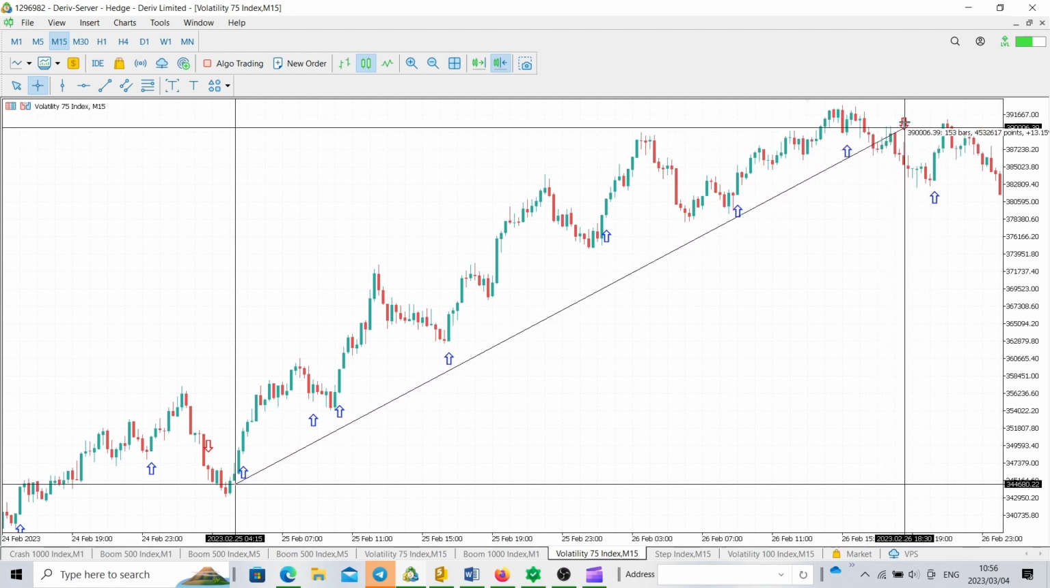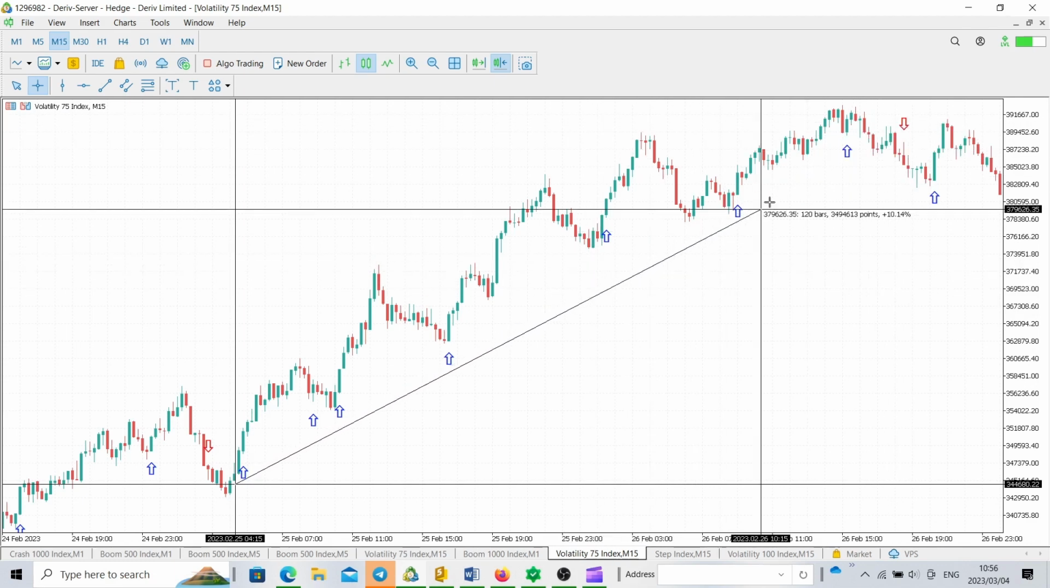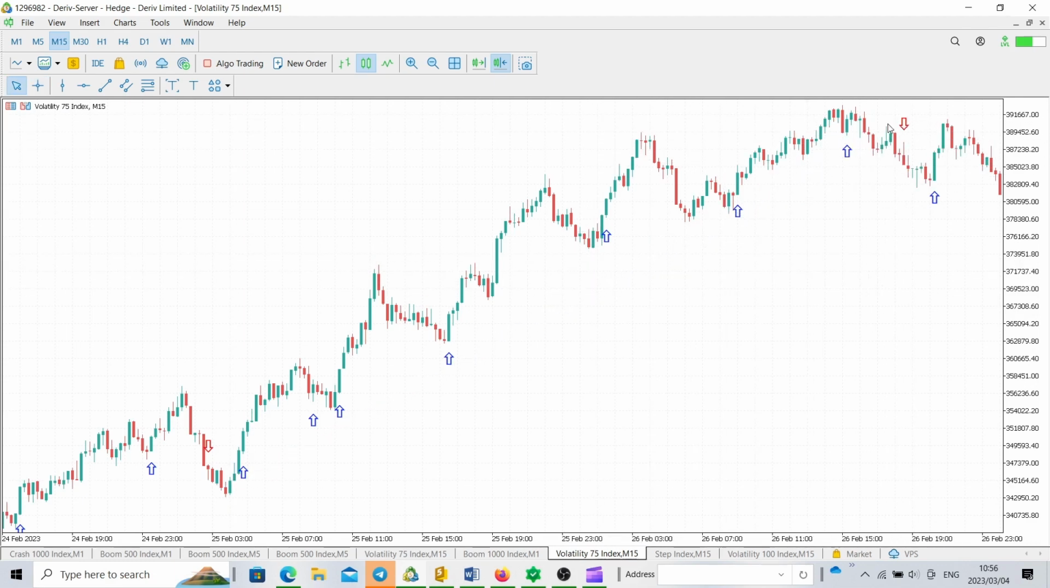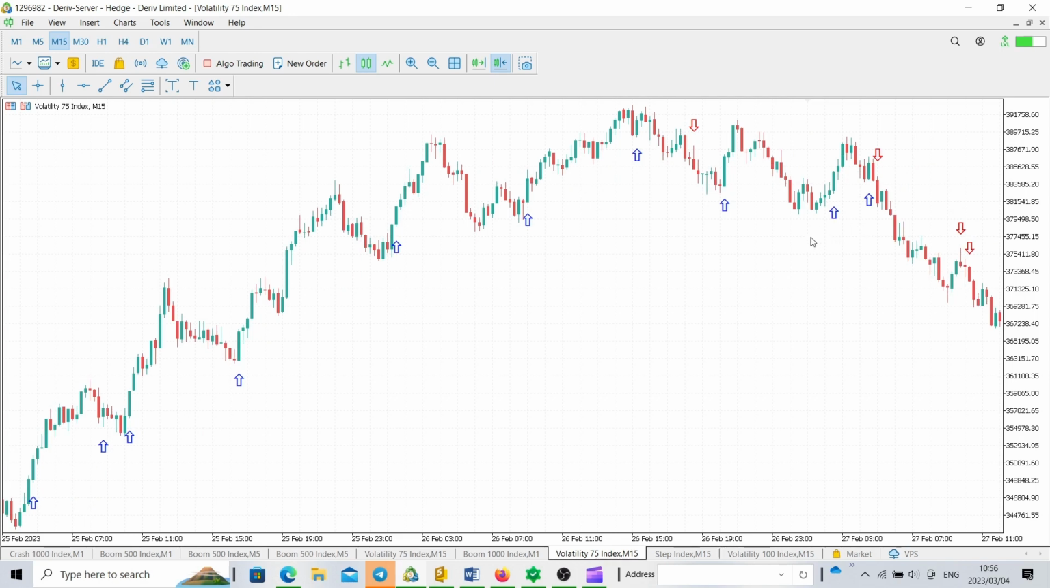For example, here at this point, we now have a red arrow indicating that we should close our trade. So we close, then we instantly open our sale. We can use this for swing trading. So at this point, we're going to sell, then we close at this point, then we buy. Then we are also going to buy at this point, then we close our buy at this point.